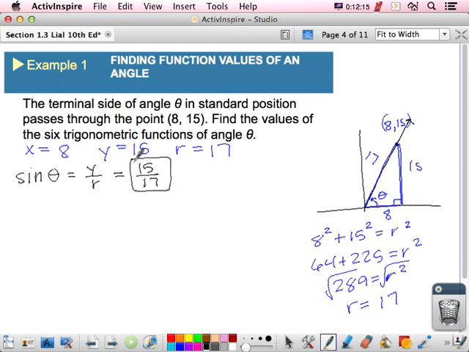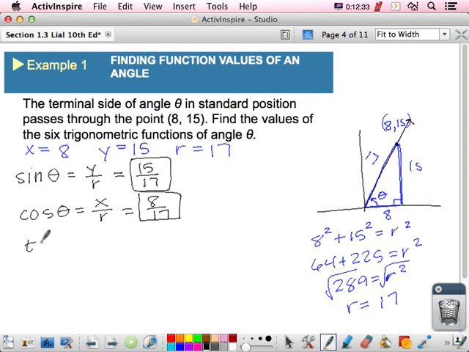Now let's do cosine of theta. Cosine of theta is equal to x over r. So in this case, that would be 8 over 17, which will not simplify. It's already reduced to lowest terms. So there's our second answer.